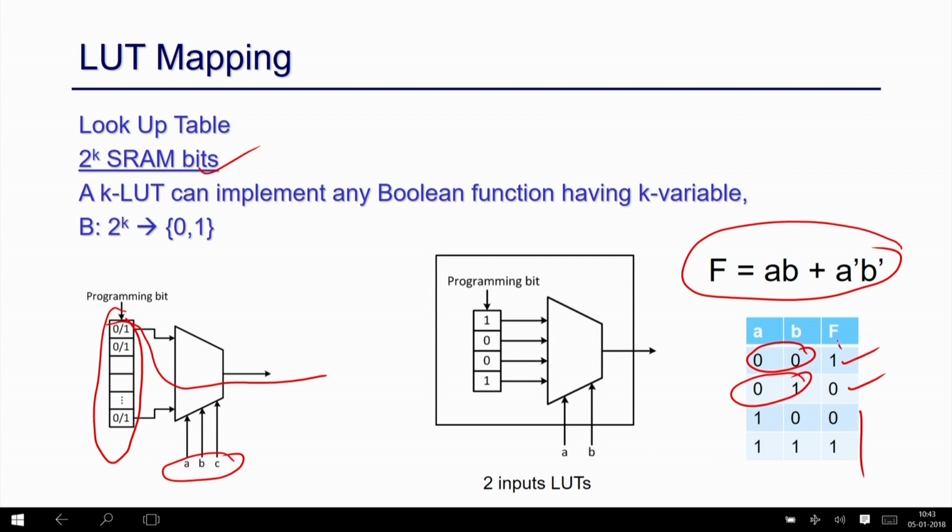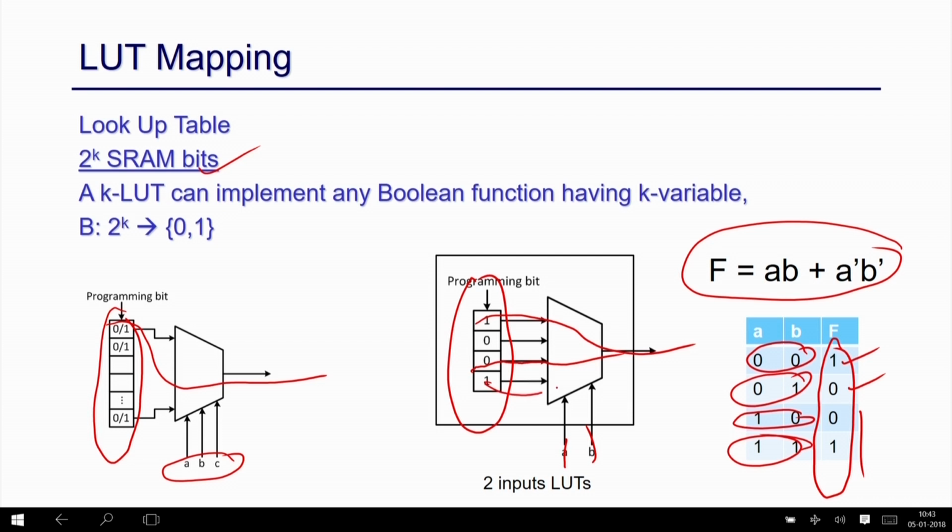So, I am going to store these outputs in this RAM, 1 0 0 1, and the inputs are the select lines of this mux. When it is 0 0, this bit will come at the output. The mux structure is something like that. When this is 1 0, this bit will come at the output, right. And when the input is 1 1, then this bit will come at the output, right. This is how we are going to map.